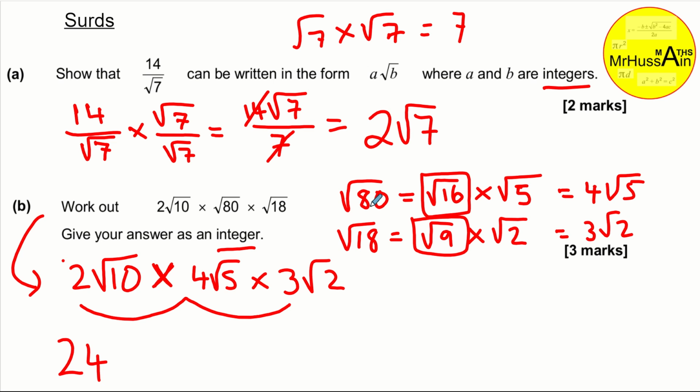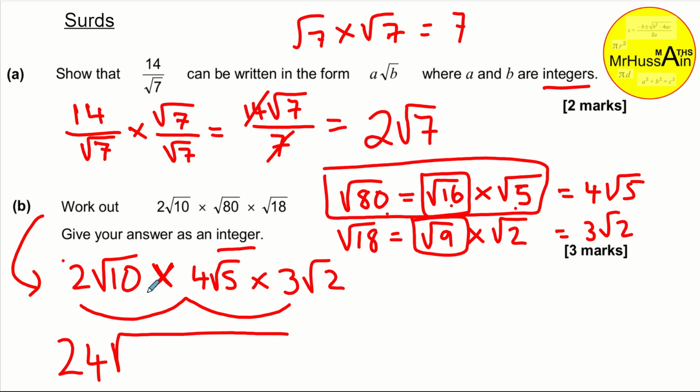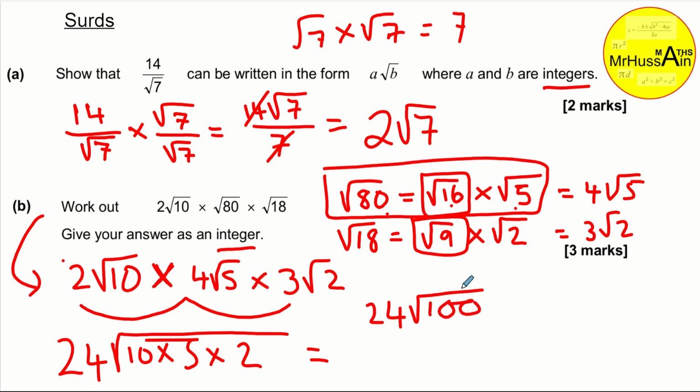Now, if you can write root 80 like this, you can also do the reverse, which is root 16 times 5 can be written like this. So we are going to go reverse. 10 times 5 times 2. This then gives you 24 times root. 10 times 5 is 50. 50 times 2 is 100. Remember, we're working towards an integer. So 24 root 100 is 10. There you have it. You have an integer as your answer.